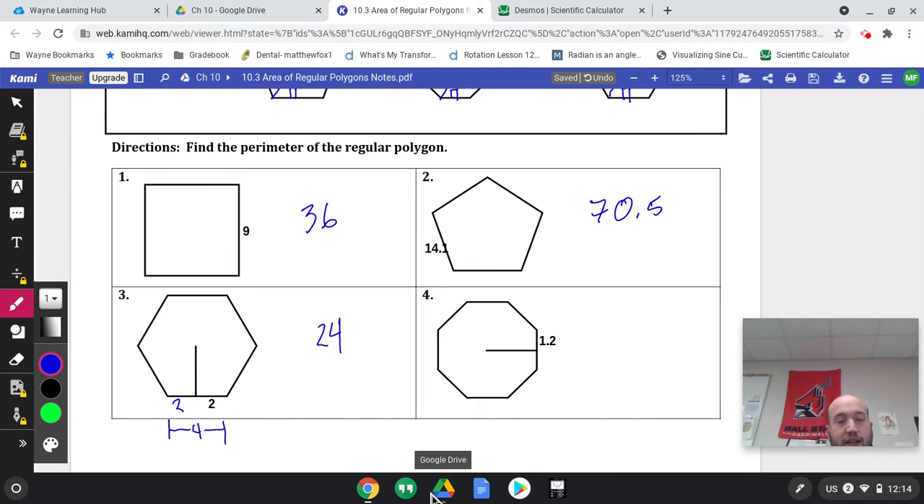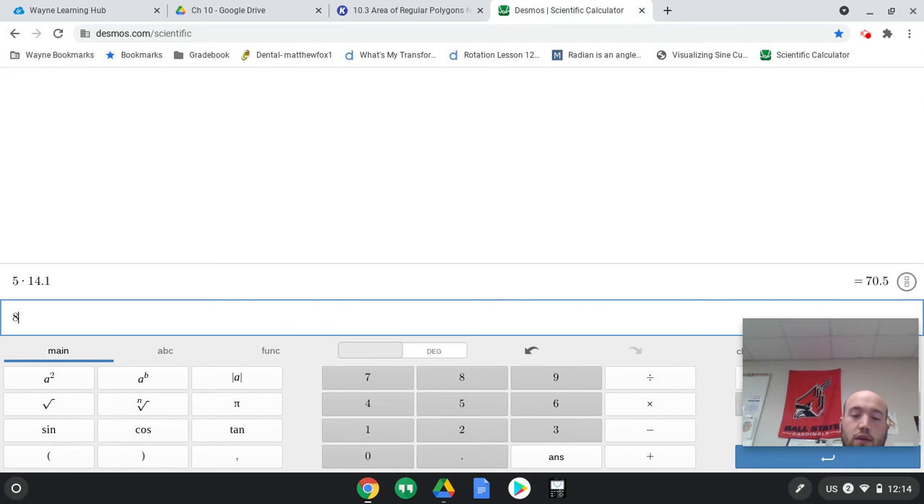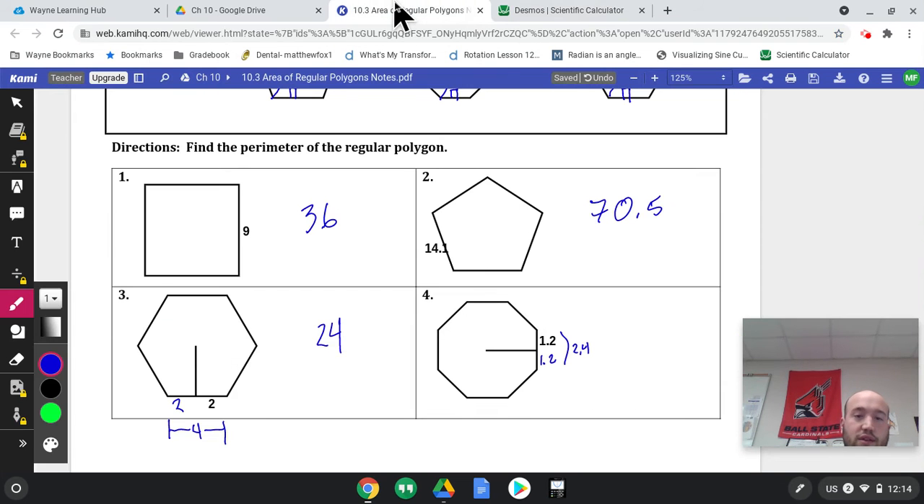And finally, the last one here, once again, it's staggered. So 1.2 and 1.2. That means our side length is 2.4. This one we can count 1, 2, 3, 4, 5, 6, 7, 8 sides. So 8 times 2.4, and we will get 19.2 as our answer. That's the perimeter. That does not tell us the area, but that will help us get the area.